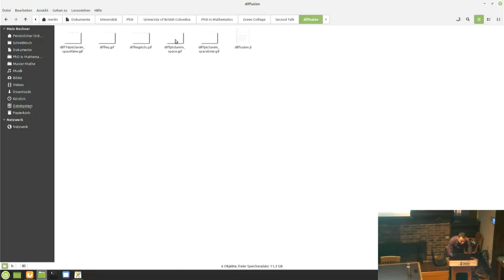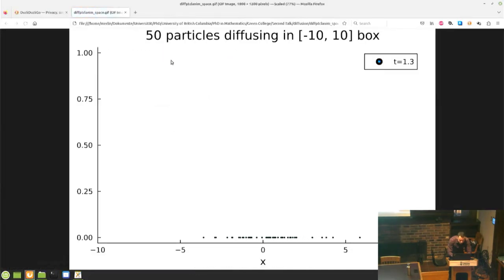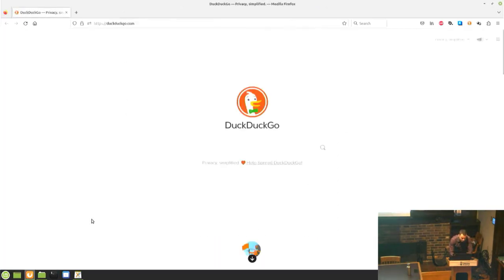Right? First, I want to show you this. Browser's faster. There we see initially particles were starting here with an initial distribution, which is also a blob structure. And now, by this time, we see this already quite uniformly in space. Right? We have here a domain, and here I put reflective boundary conditions on minus 10 to 10. Right? So now, these were 50 particles diffusing.